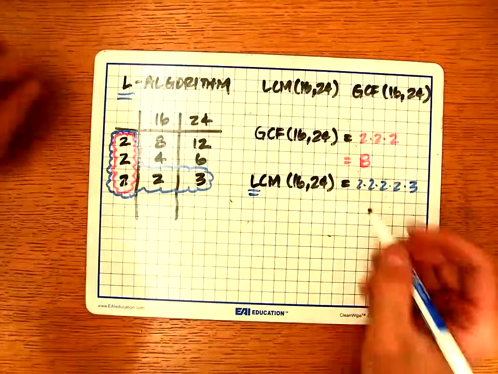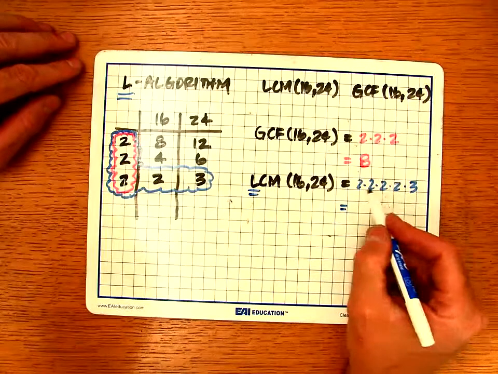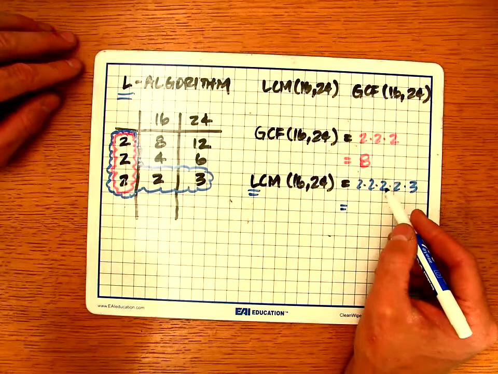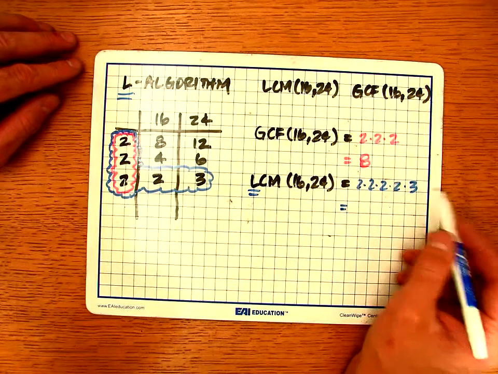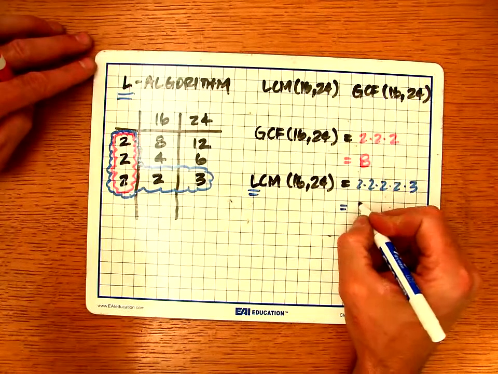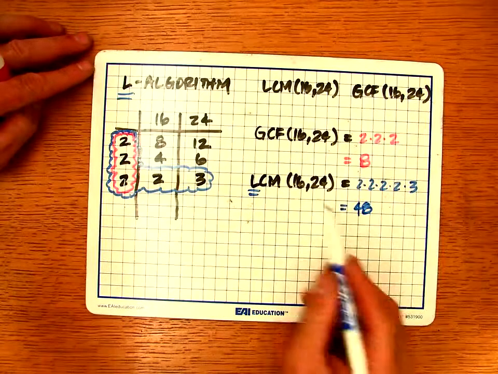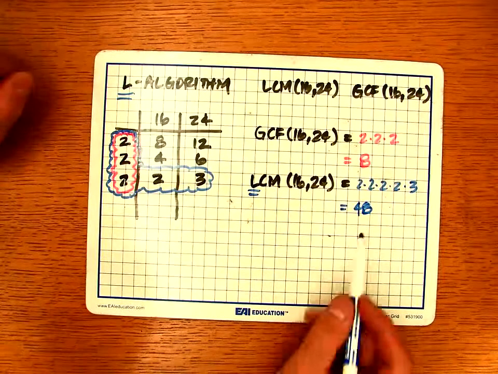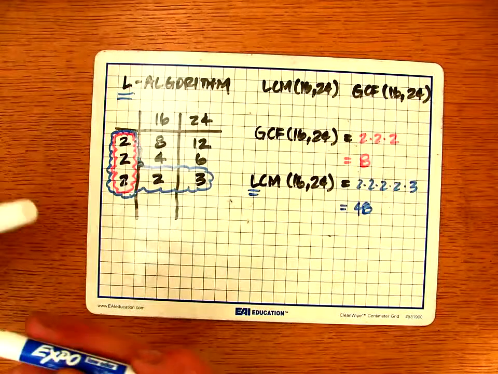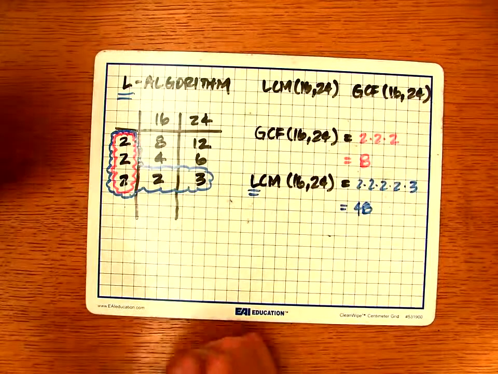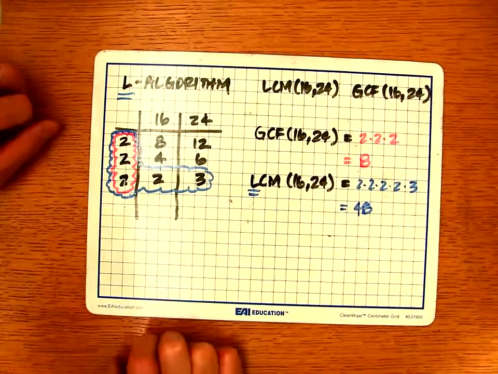So it turns out that if we multiply those out, then what we get is 2 times 2 is 4, 4 times 2 is 8, 8 times 2 is 16, and 16 times 3 is 48. And indeed that is correct, that the LCM of 16 and 24 is 48. Now why would this make sense? Let's talk about why that works.